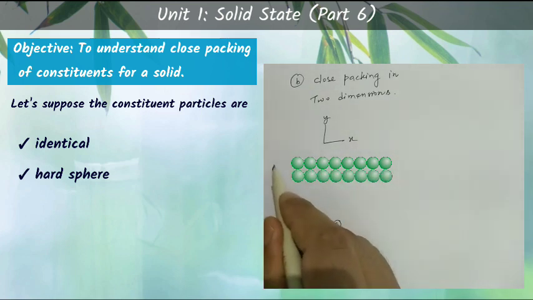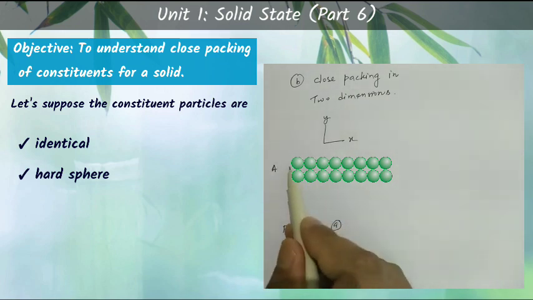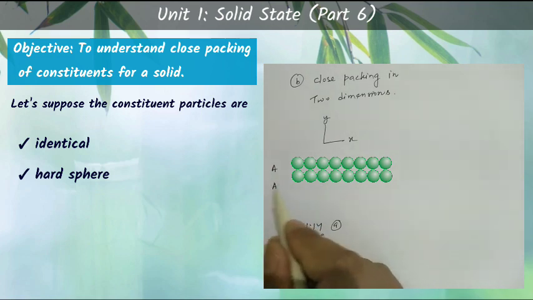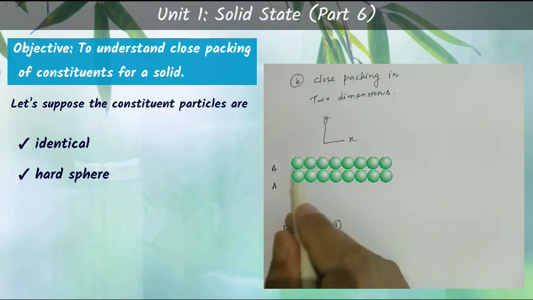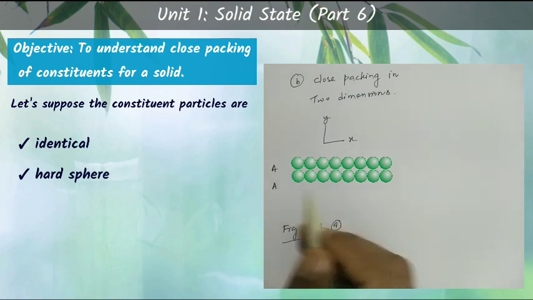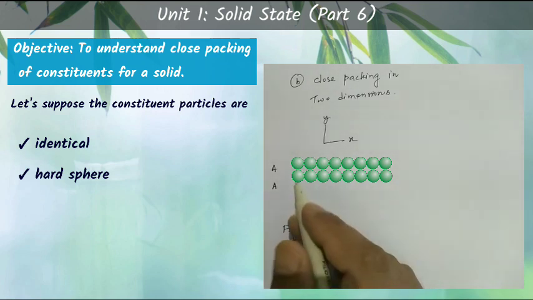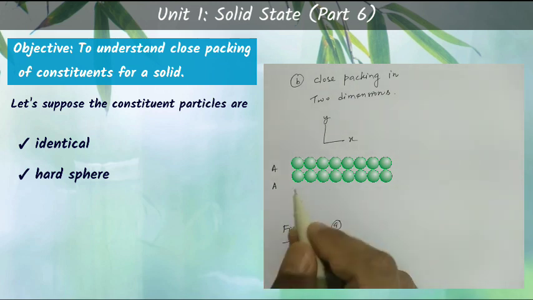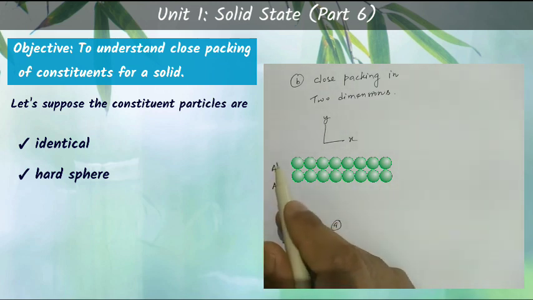Let's suppose this row is represented by capital A. Then the other row will also be capital A, because it is exactly the same and exactly above the first row. The spheres of the two rows are aligned. They align horizontally as well as vertically. If we call the first row an A type row, then the second row will be the same, that means it will also be A.